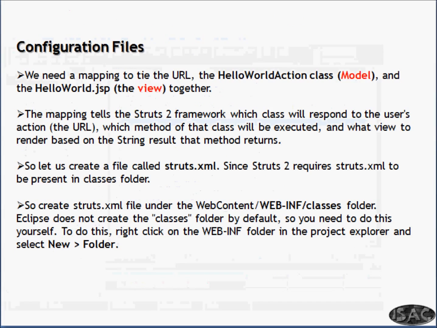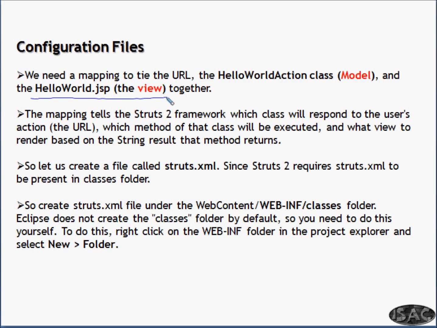Now the configuration file. We have to do the mapping in the configuration file. So we need a mapping to tie together the URL, the HelloWorldAction class, and the helloworld.jsp view. If the action comes for HelloWorldAction, this page will render. What page? The helloworld.jsp page will be rendered. The mapping tells the Struts2 framework which class will respond to the user action, which method of that class will be executed, and what view to be rendered based on the string result that method returns, right?